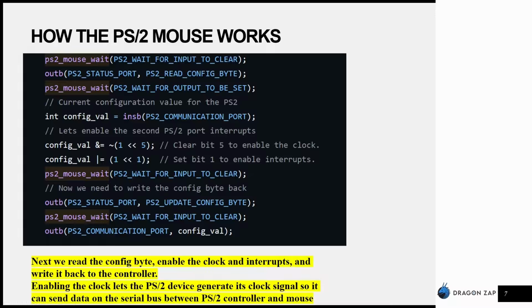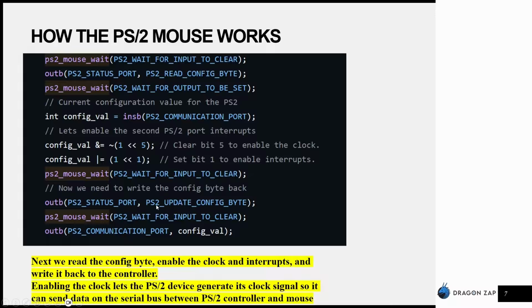We block, essentially. Once we've read our configuration value, we clear bit 5 to enable the clock, and we set bit 1 to enable interrupts. And this will allow the mouse to fully function. Then we wait for the input to clear again, since the controller may have responded to us. And then we need to write the configuration byte back. So we've changed the bits, we need to write it back now. And then again, we wait just in case the controller responded to us.